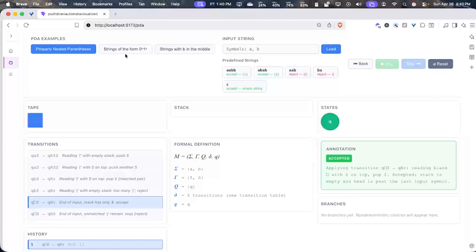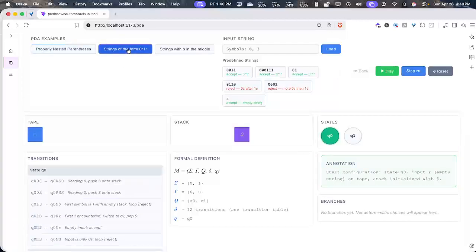If we had something like strings of the form 0^n 1^n, the way I like to start this out, I always like to write what we know. And so I know that we have 0 or more zeros followed by 0 or more ones, and they have to be equal to each other. And so the extra requirement here is that all zeros have to go before all ones.